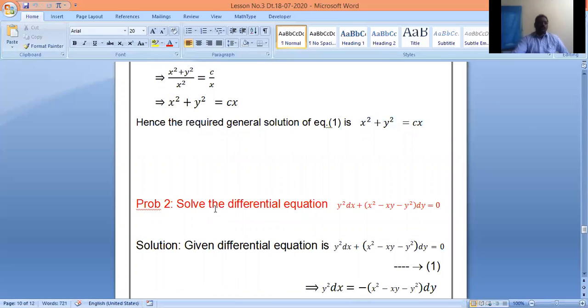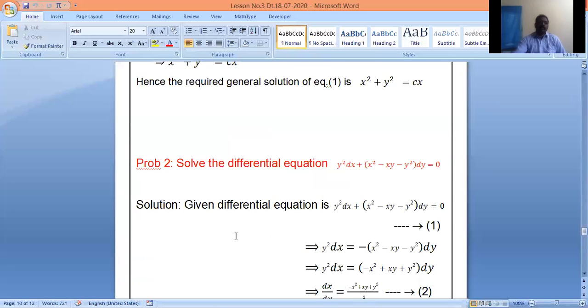Now, we solve another problem, that is, solve the differential equation y² dx + (x² − xy − y²) dy = 0. Here, the given differential equation is y² dx + (x² − xy − y²) dy = 0. Let this equation be 1.